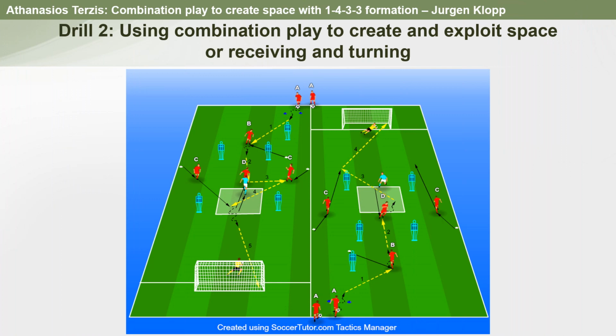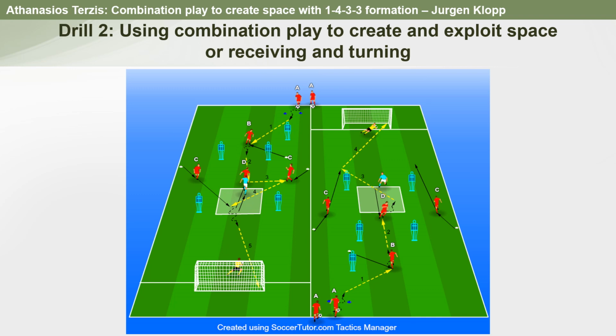This is the progression of drill number 1. In this drill we add a central defender on both sides for the blue team, and the red players should read the reaction of this player in order to use the appropriate option. As you can see on the left side, as soon as the ball is directed to player D, the blue central defender moves to put him under pressure.